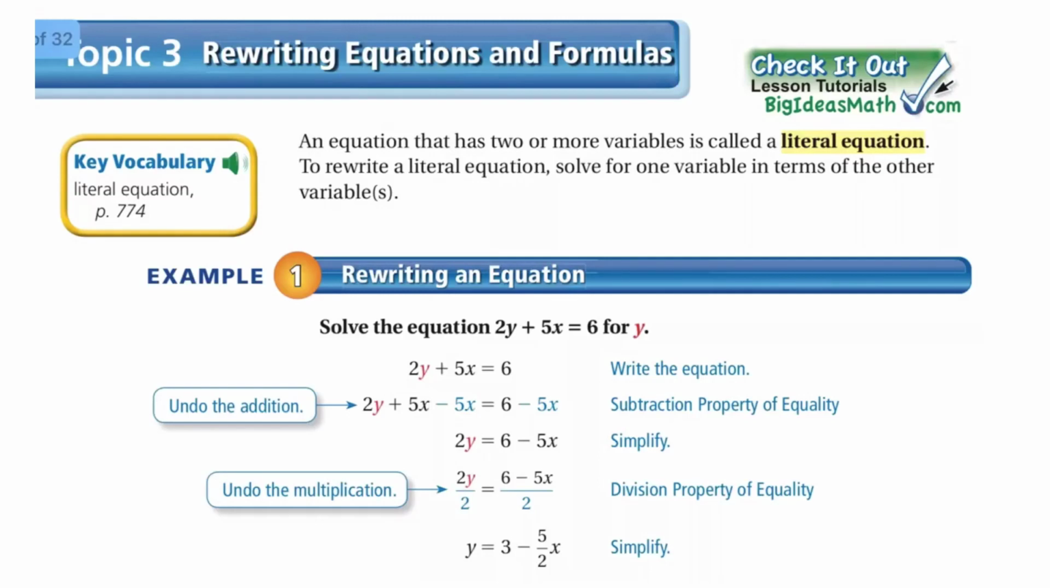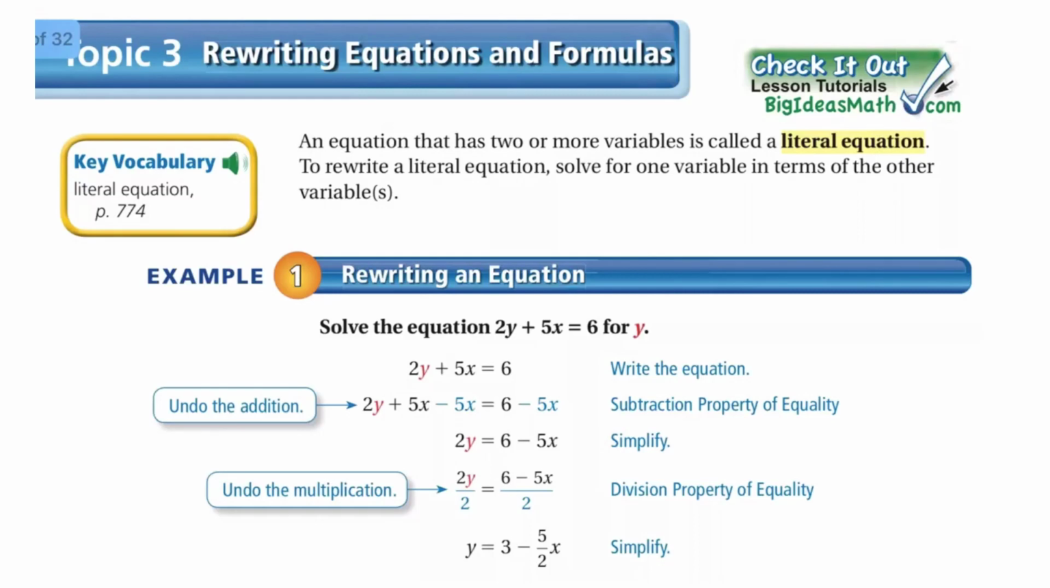When you subtract from the left, the plus 5x and minus 5x will cancel each other out, leaving you with just 2y. When you subtract 5x from the right-hand side, you're left with 6 minus 5x. You can't actually do the subtraction because they're unlike terms, so you just leave it, 6 minus 5x.